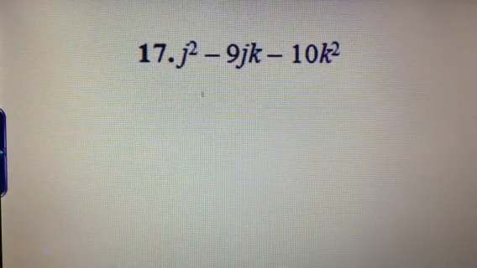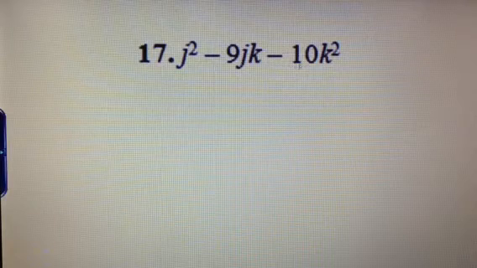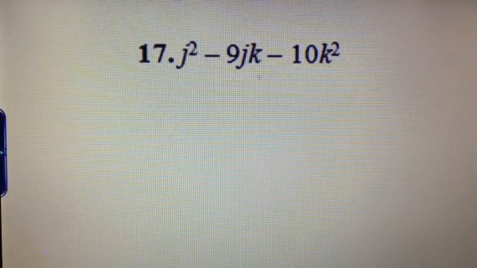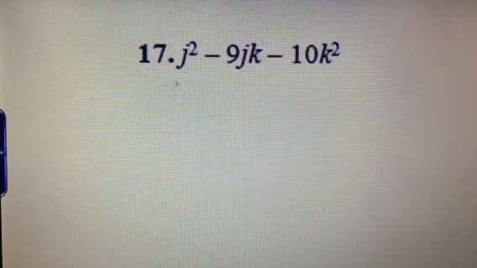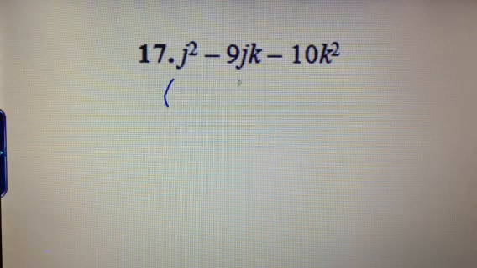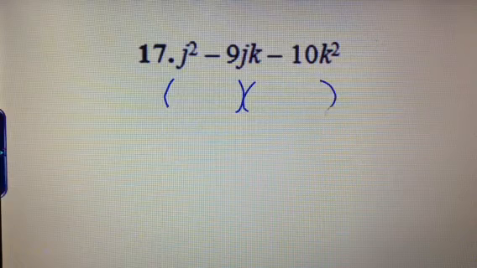We want to factor this trinomial. You'll notice that the greatest common factor is 1. So it's a trinomial, so we'll factor using the reverse of the FOIL method. So we can set up our parentheses.